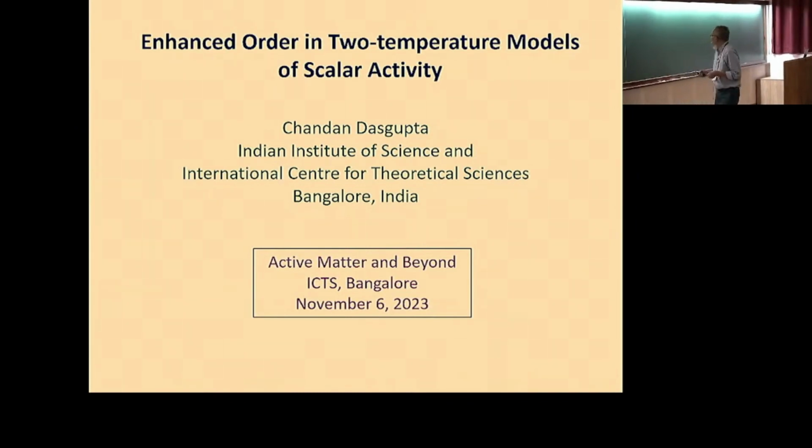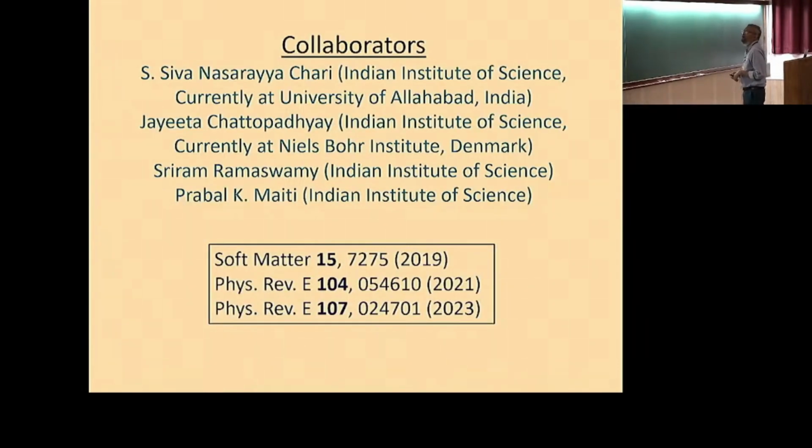Before going into the actual talk, I'll list the people who have been involved in this work for the last 3-4 years. Shiva was a postdoc in our department who did the first calculation, and he is now a faculty at University of Allahabad. Joyita was a graduate student, and she is now at Niels Bohr Institute. Among colleagues, Sriram and Prabal Maiti have been involved. There are a few publications in this, and more work is going on, so hopefully I'll get to that at the end of the talk.